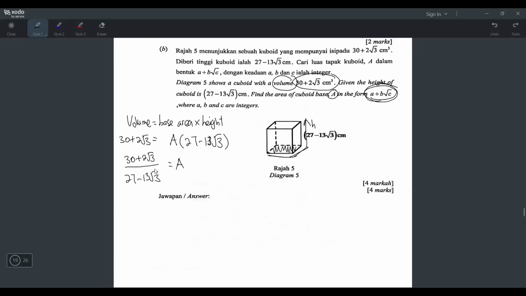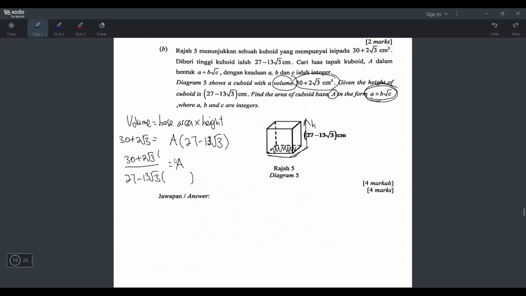So how do we rationalize this? Yeah, we have to rationalize now, right? Because they want the answer to be in this form, a plus b square root c, and you can see your answer is not even close to this form. So I have to rationalize the denominator.